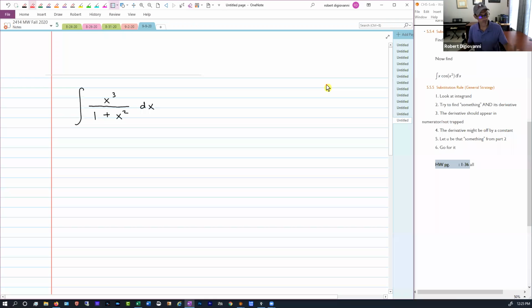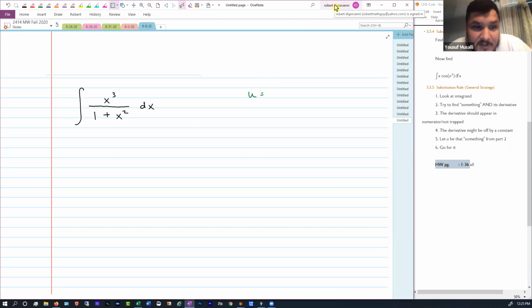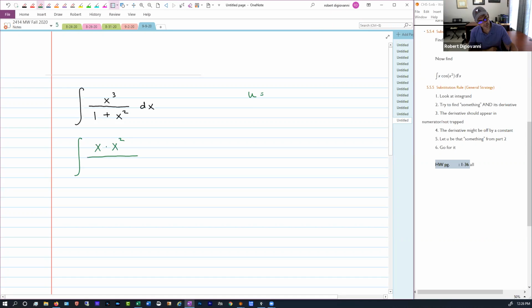Any volunteers? I can go for it. Okay, go for it. What do you got? I would first separate the x cubed into x times x squared in the original problem. All right, so now you're confusing us. Why are you doing that? Because there's an x squared at the bottom. And when you take a derivative, you'll get the x.